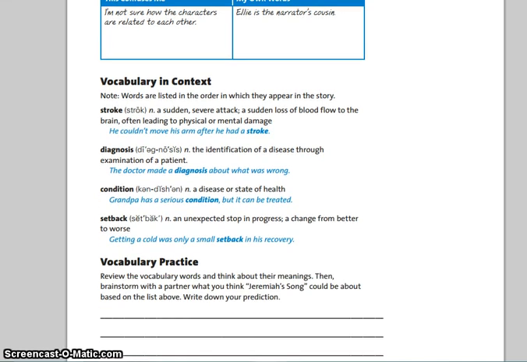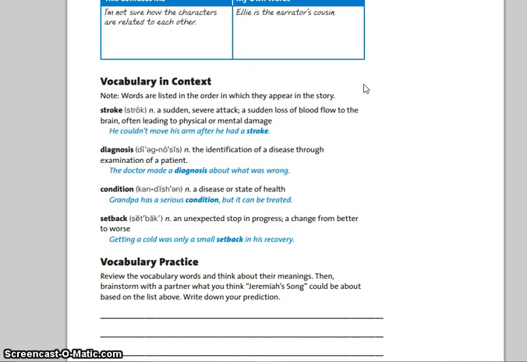Let's take a look at the vocabulary and context. It says, note, words are listed in the order in which they appear in the story. The first word is stroke. It's a noun, and the definition is a sudden, severe attack, a sudden loss of blood flow to the brain, often leading to physical or mental damage. And the sentence says this, he couldn't move his arm after he had a stroke.